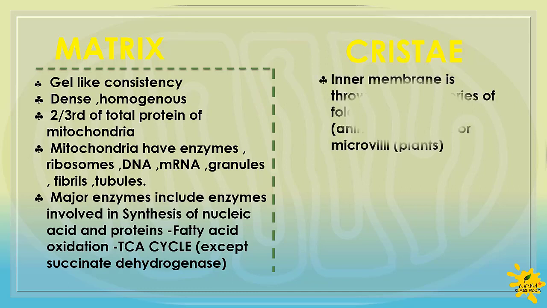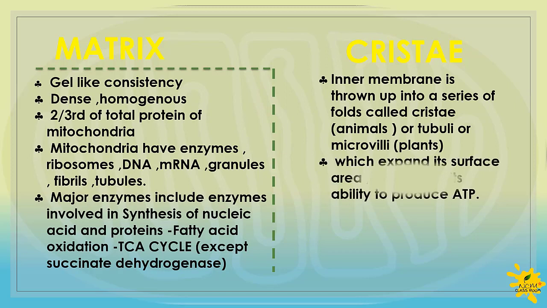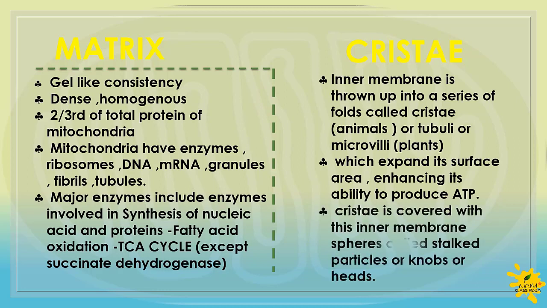The foldings are called cristae. The inner membrane is thrown up into a series of folds called cristae. They are called tubuli or microvilli in plants, which expand the surface area, enhancing its ability to produce ATP. Cristae are covered with inner membrane spheres called stalked particles, or knobs or heads.